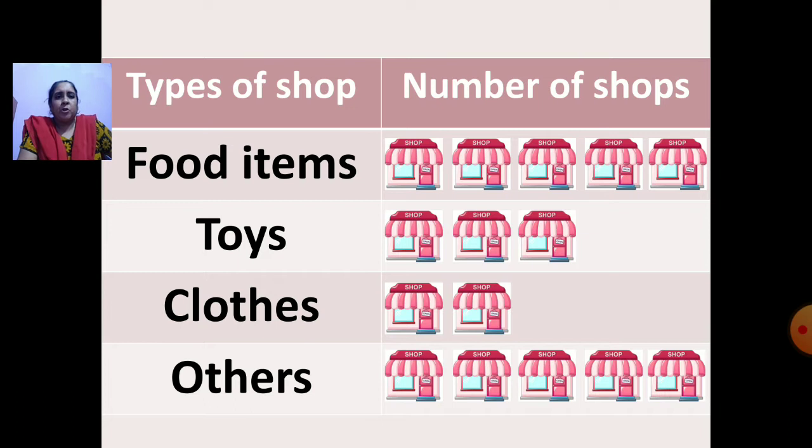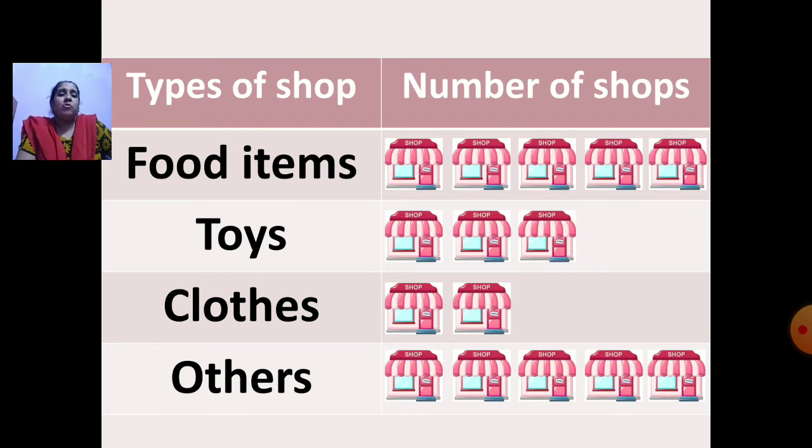Now, suppose you see toys. How many pictures are there in front of toys? Three pictures are there. So, it means there are how many shops? Three shops. Okay. From the picture only you can find out the data or the information. Now, food items: how many pictures are there for the food items? Count the number of shops. One, two, three, four, five. Okay. And what about clothes? How many shops are there? One, two. And besides food, toys, and clothes, there will be other shops also. So how many shops are there again? Others: one, two, three, four, five.